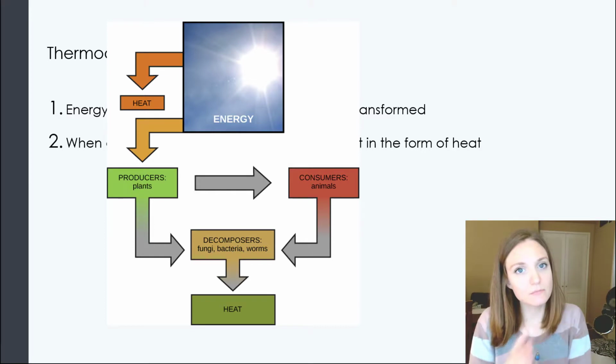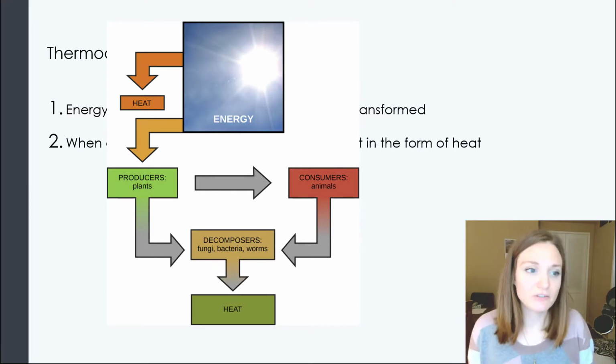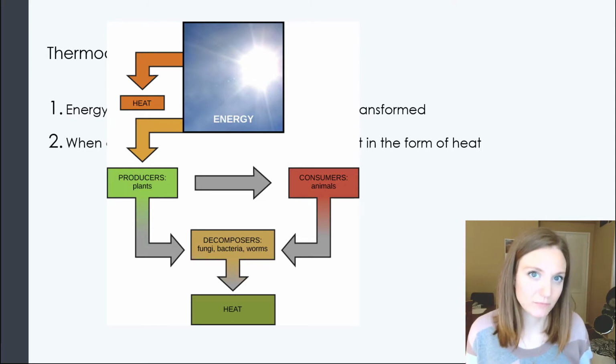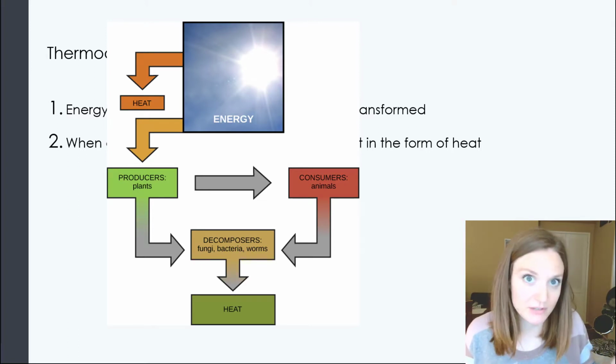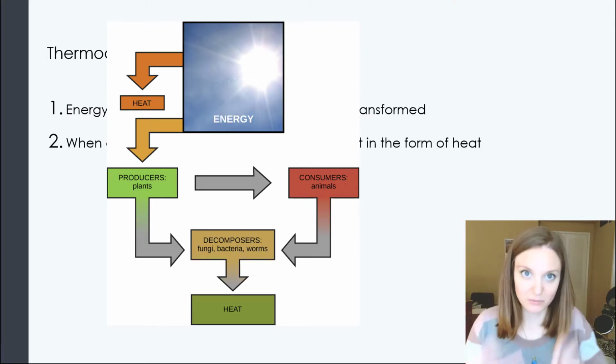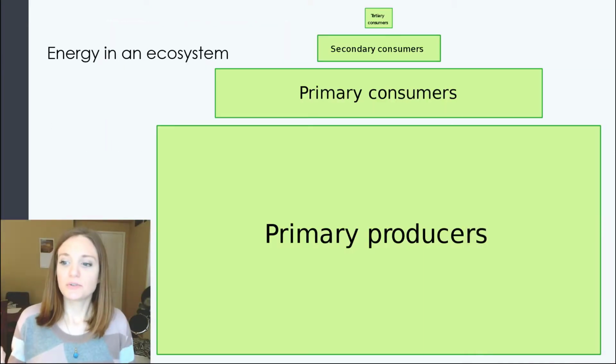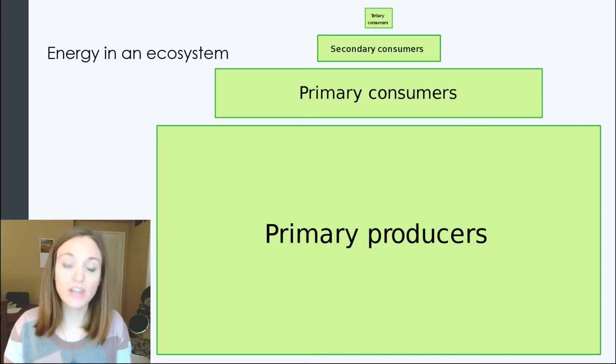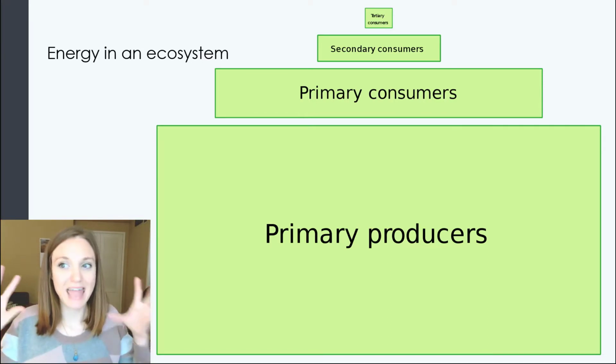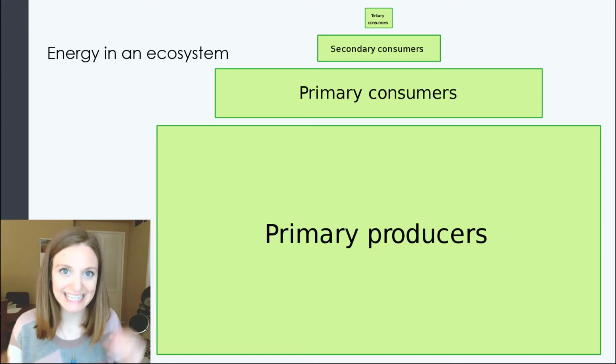Then, as it's moving through each of the other levels of that ecosystem, it's going to be lost a little bit. We're going to lose a lot of that energy in the form of heat, okay, because heat is not a useful form of energy.